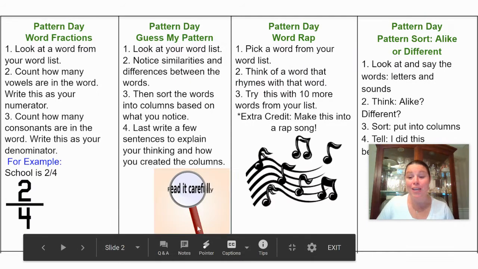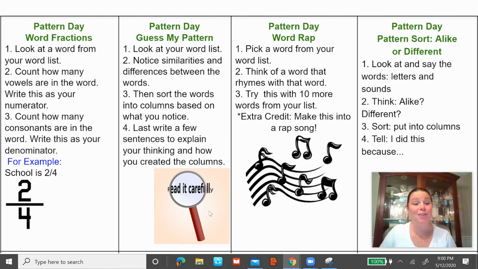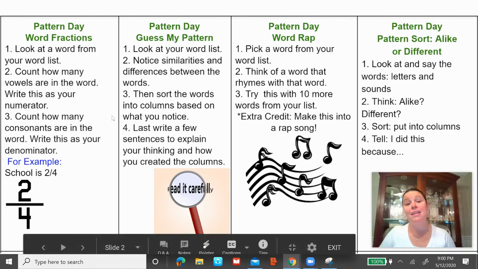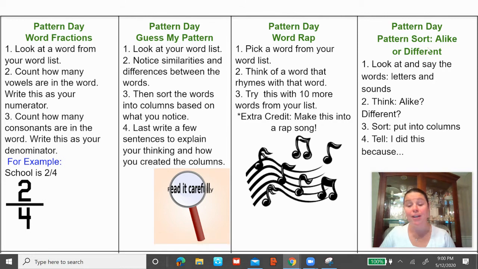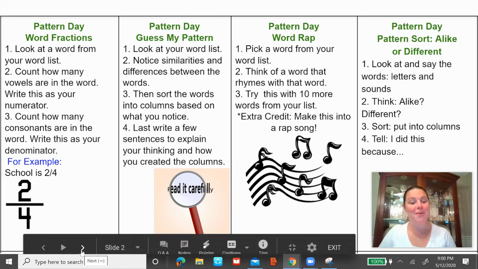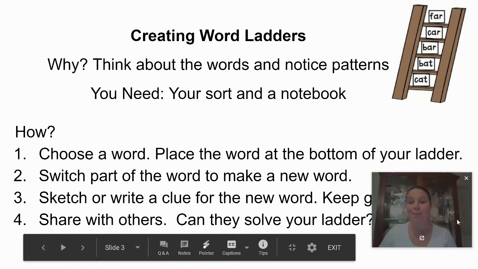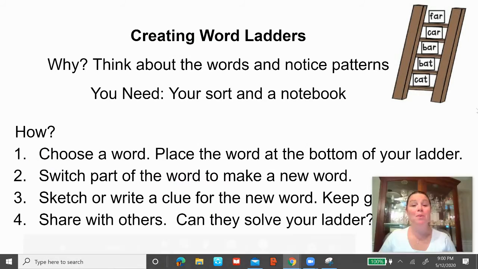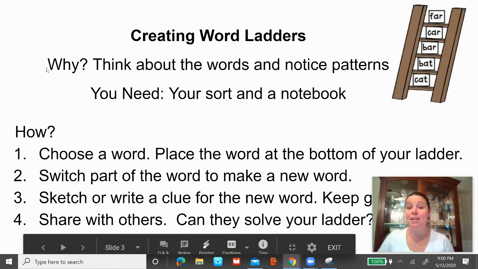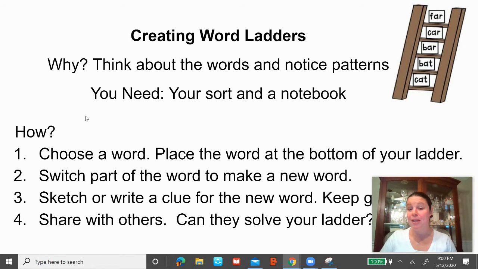So today we're looking at our words as pattern. And so we have word fractions, guess my pattern, word wrap, pattern sort alike or different, and you can do any of these. They're great practice. But what I want to show you is a new one to many of you, and this one is word ladders. The reason why we do it is to think about our words and notice patterns. What you need is your sort and a notebook and a pencil, or crayons if you want to get a little fancy. And then how do you do this?